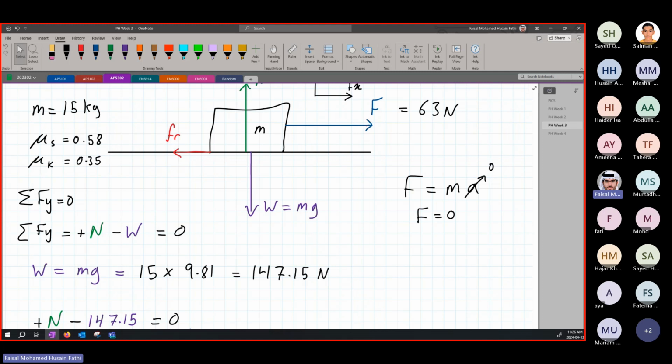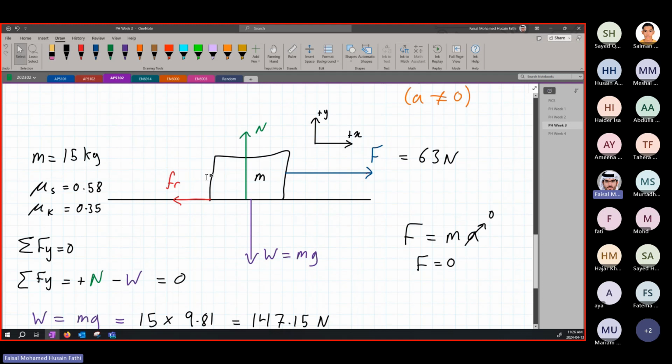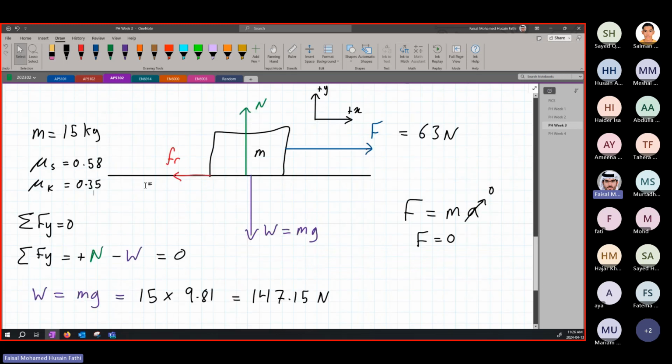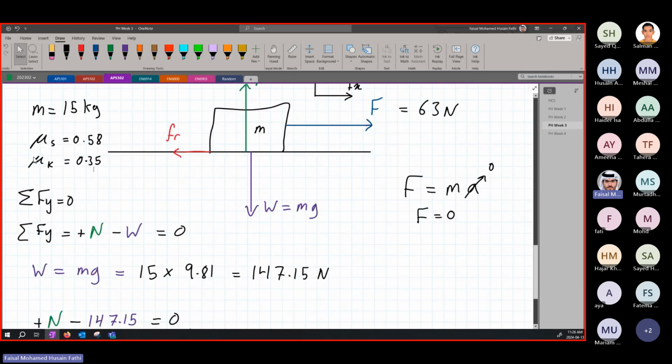My question here to you, first of all, before I move on: if you notice, mu S is larger than mu K. This will always be the scenario. Your static friction coefficient will always be larger than your kinetic friction. The idea behind this is that when a body is already in motion, the friction force is going to be a little bit smaller because of the momentum of the object moving forward. Don't confuse yourself too much with this, but the static friction is always going to be larger than your kinetic friction.